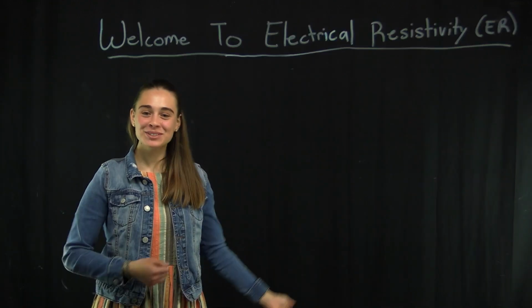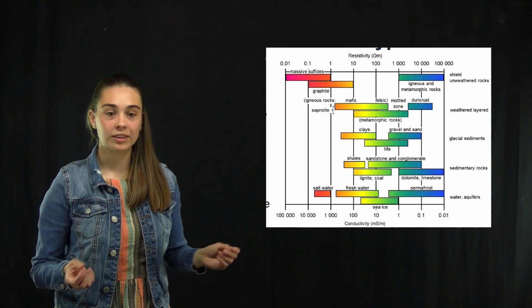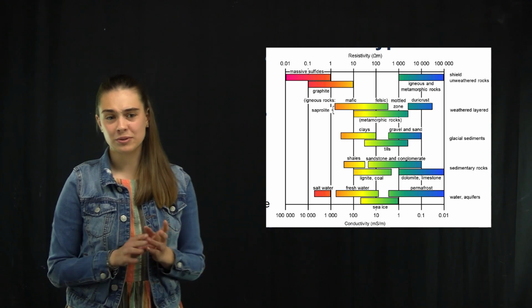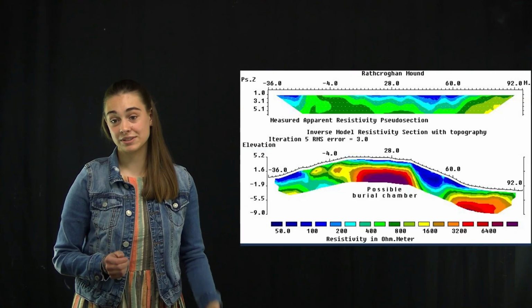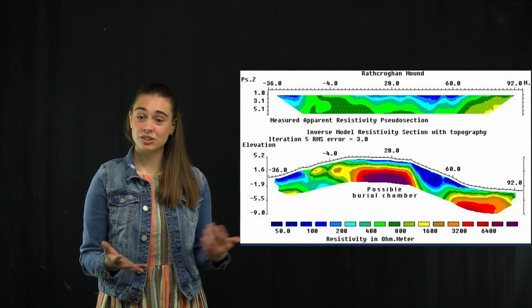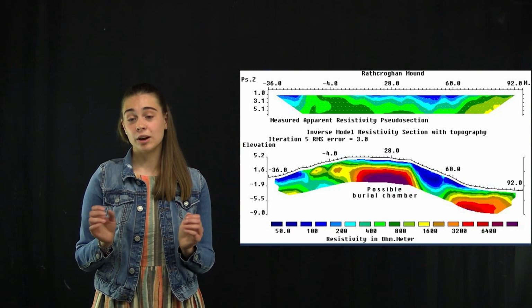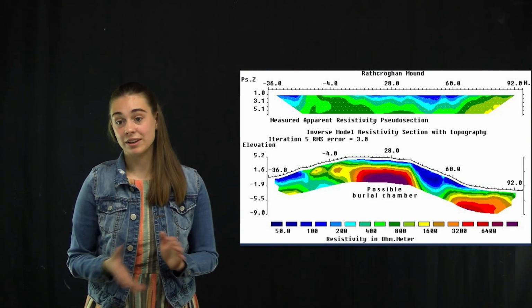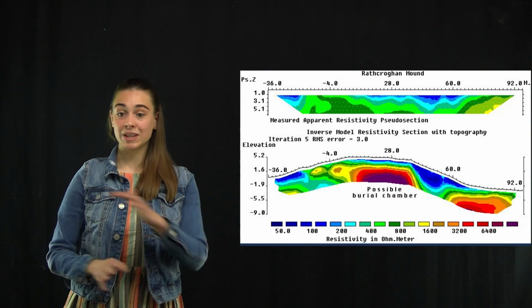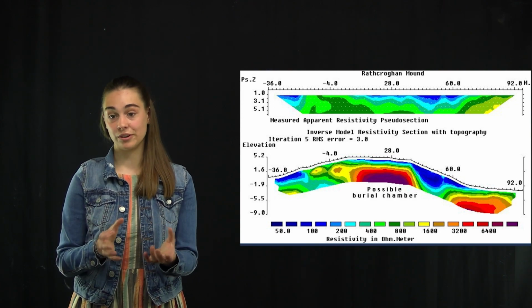Welcome to electrical resistivity. We're going to look at different material resistivities. When we take an electrical resistivity survey, it's basically telling us the approximate apparent resistivity. So we can equate that to the resistivity of the material underground.